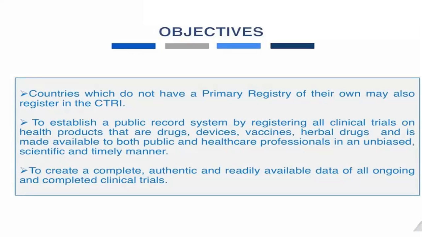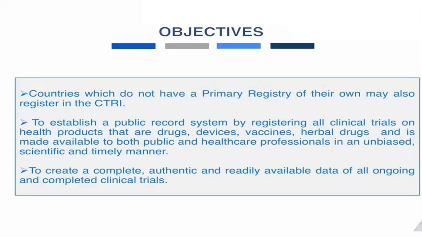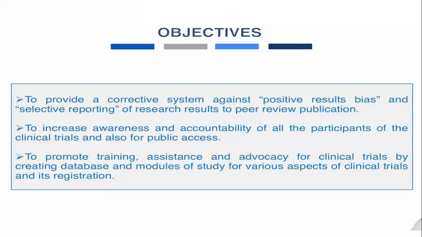Third objective is to create a complete, authentic, and readily available database of all ongoing and completed clinical trials. One should come to know what kind of clinical trials are presently undergoing, right? In the present era of the COVID-19 pandemic, there are different trials as far as the vaccine is concerned, isn't it? So that is available on the CTRI portal. If you just go and access it, you will find the details on the particular portal of the CTRI.